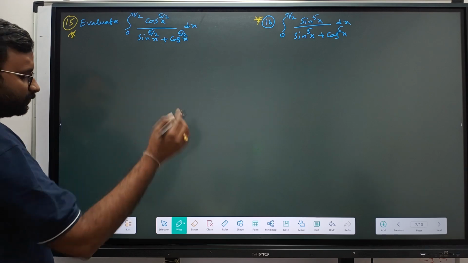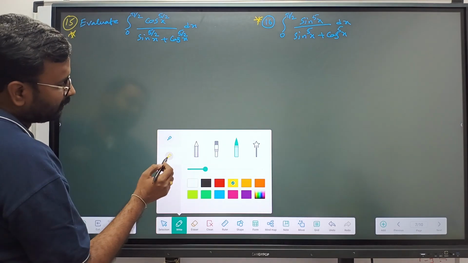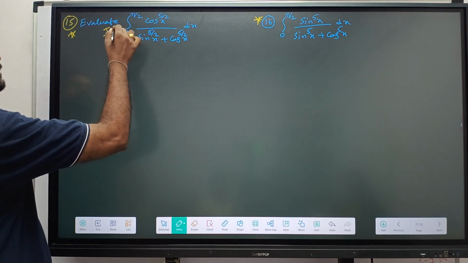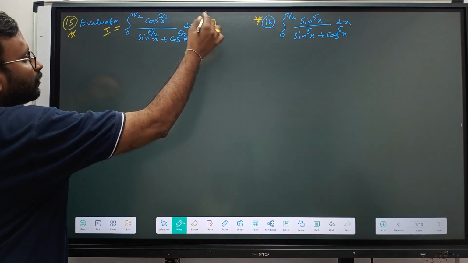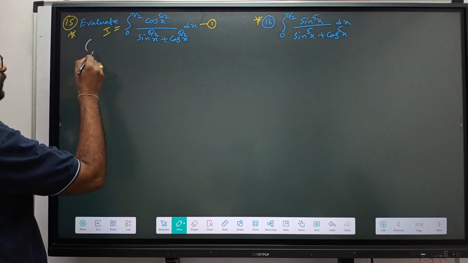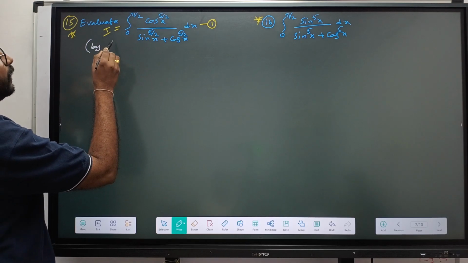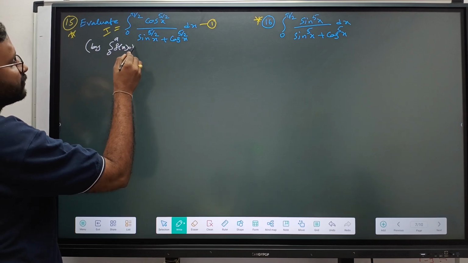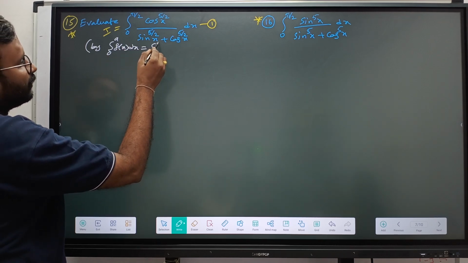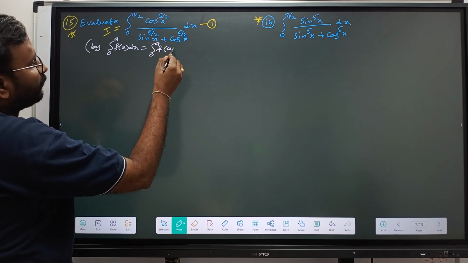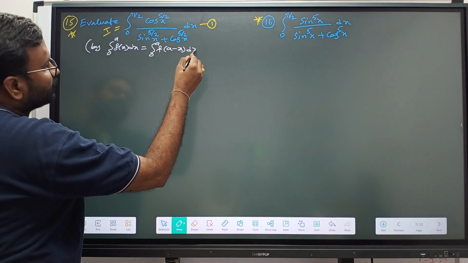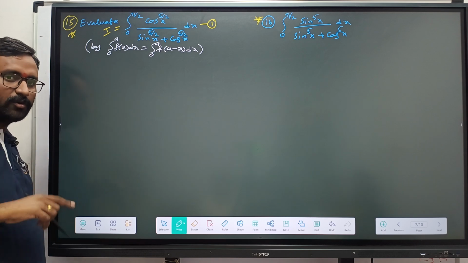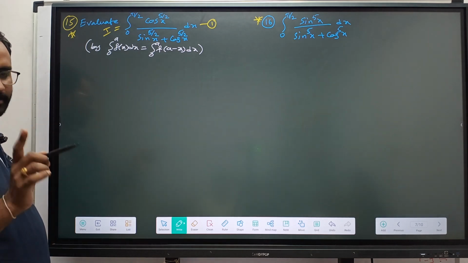Let the given question be I. This is I, equation number 1. By property, the integral from 0 to a of f of x dx equals the integral from 0 to a of f of upper limit minus x dx. This is the property: if you have a to b, it is a plus b minus x. Here only 0 to a minus x.